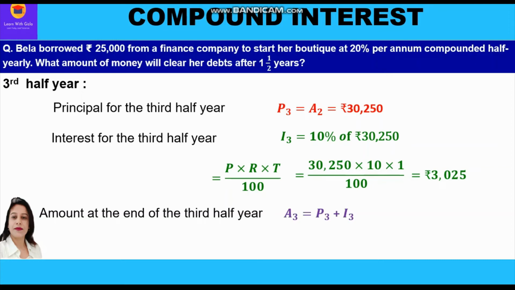Now we will add the interest to the principal to get the amount at the end of third half year. So that is 30,250 plus 3,025 is equal to rupees 33,275. So this is the amount of money which Bela will have to pay to the finance company to clear her debts after 1.5 years.